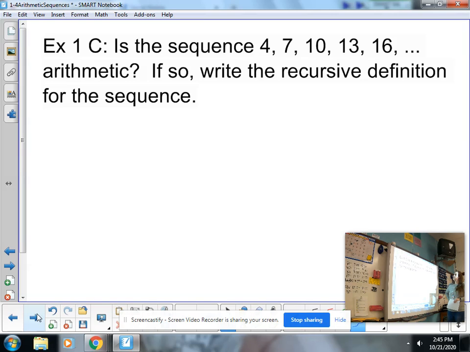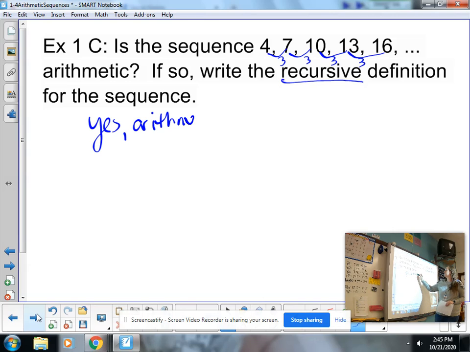So example 1c, is the sequence arithmetic? If so, write the recursive definition. Remember, recursive is that piecewise type function. So I want to look at my difference between terms, and I am adding 3 each time I'm going to the next term. So yes, this is arithmetic. My common difference is 3. My first term is 4. And you need both of those pieces of information in order to write the formula.